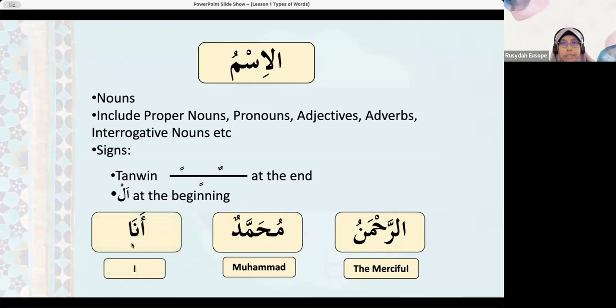And then ana means I. Okay, so here we don't see any sign. We don't see tanwin. It doesn't begin with alif lam, but ana means I, and I is a pronoun. We mentioned just now that pronouns are all considered as isim. At this level, if you do not know what ana means, it's okay. Later there will be one lesson where we'll be learning about the meanings of the common pronouns in Arabic, inshallah.